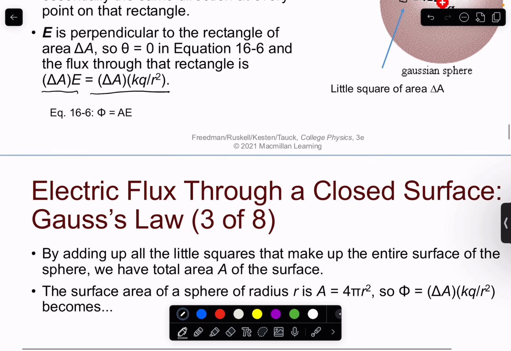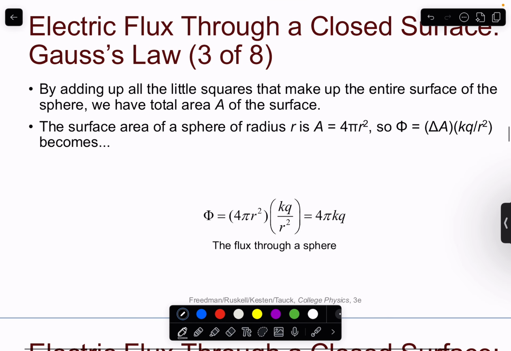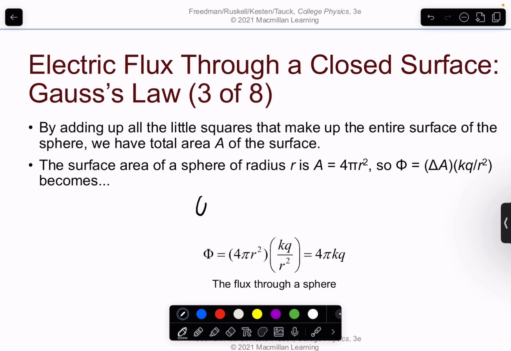The electric field is constant. Okay, we add them all up. And so what do we get? We didn't finish doing that. So, right, in that previous slide, I told you that the flux was all the electric field times all the area of the sphere added up.